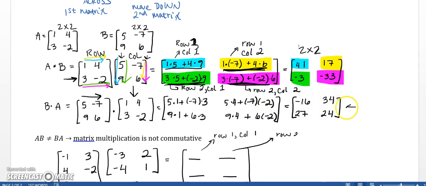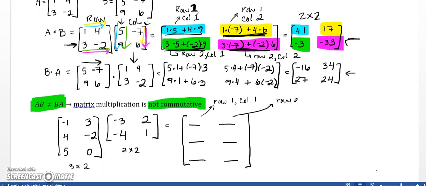end up getting this. Notice these two matrices are not the same. That's because matrix multiplication is not commutative. A times B will usually not equal B times A, not commutative. Whenever A times B does equal B times A, there's a special property associated with it, and we'll talk about that later on this week whenever we look at it more in depth.